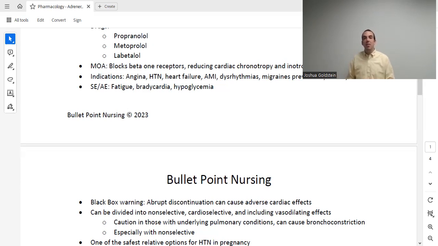Again, these drugs have a lot of cardiac effects, both positive and negative, depending on the patient and the situation. But if the patient's heart got used to functioning with this beta blocker in place, and I suddenly stop taking it, it can cause adverse cardiac effects.